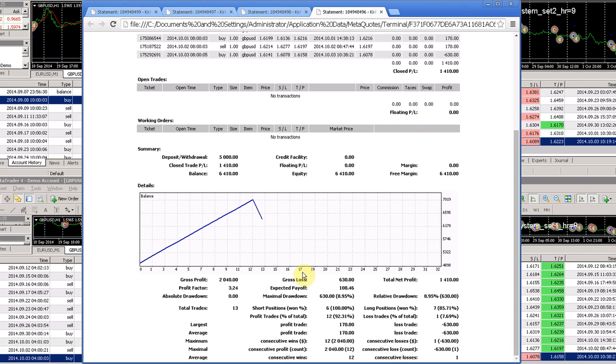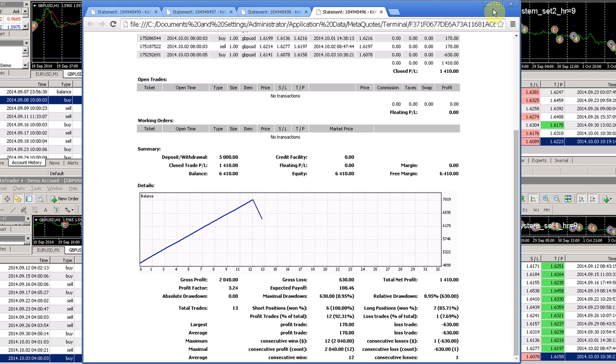Let's look at the stats. Profit factor is 3.24, which is just more than double the recommended 1.6. Expected payoff is $108 net profit per trade. Maximal drawdown is still under 10%, so it's just under 9%, which is a very good result.